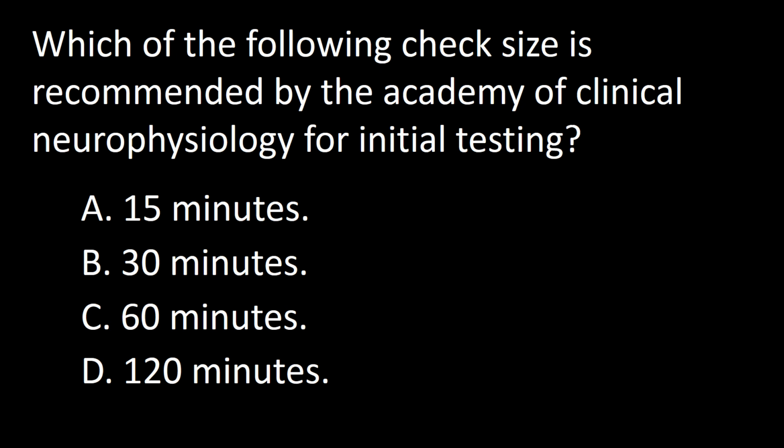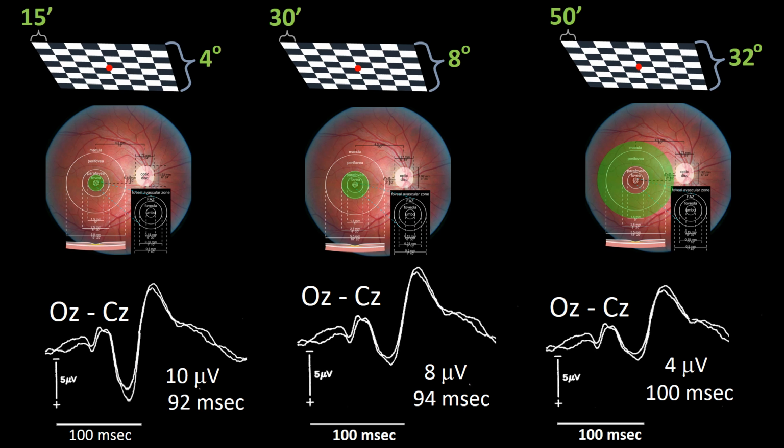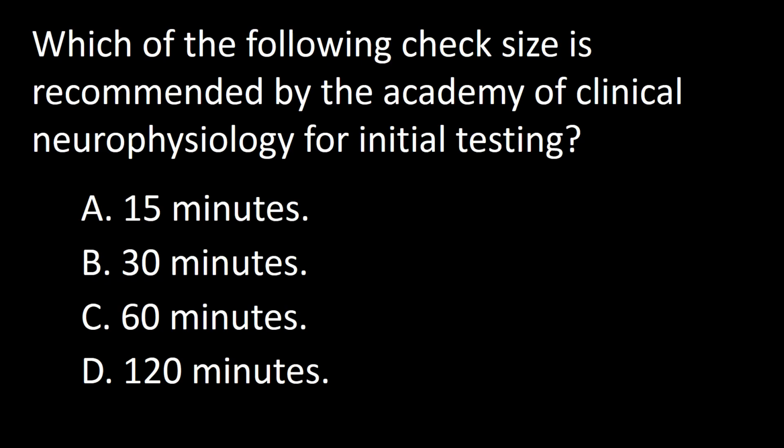Next question. Which of the following check sizes is recommended by the Academy for Clinical Neurophysiology for initial testing? A, 15 minutes, B, 30 minutes, C, 60 minutes, D, 120 minutes. Of the three sizes of checkerboard that we have been discussing, the Academy of Clinical Neurophysiology recommends using middle-size checks and board for regular testing. So the answer to this question is B.